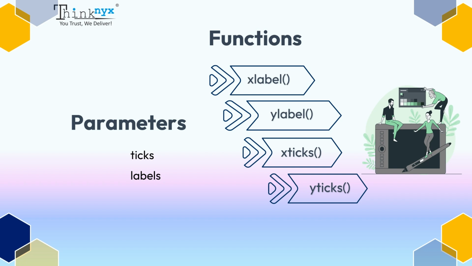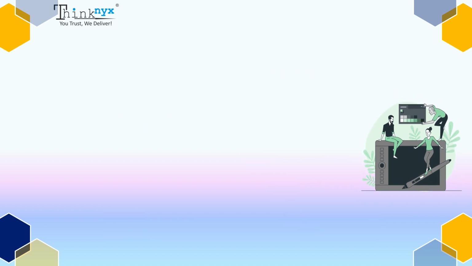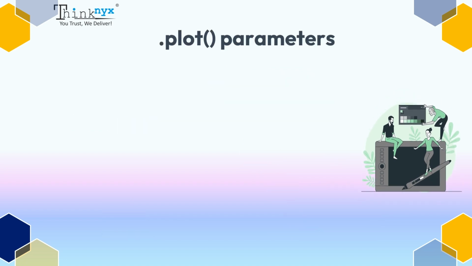Along with the key functions and plot types, there are several additional parameters that can enhance your plots. You can use grid function to add a grid for better readability with options for color, line style, and line width. Plot function parameters.